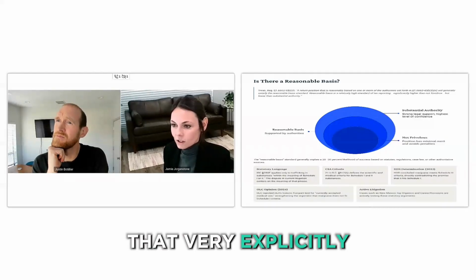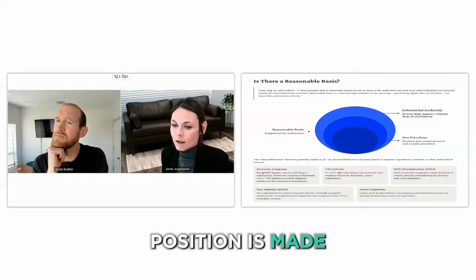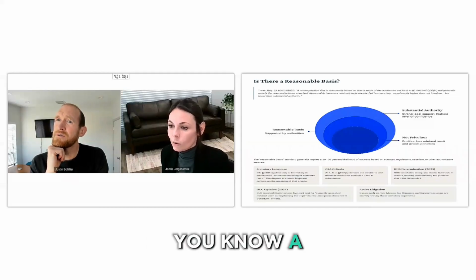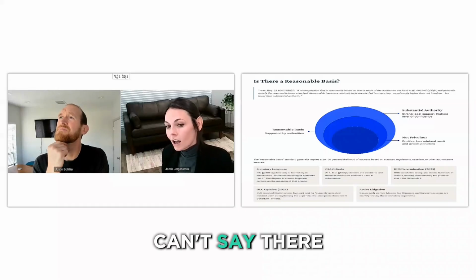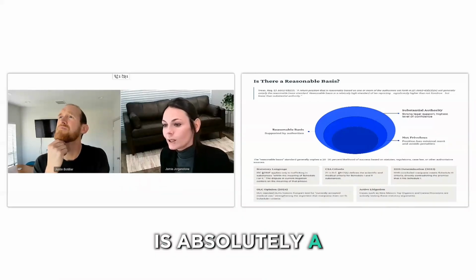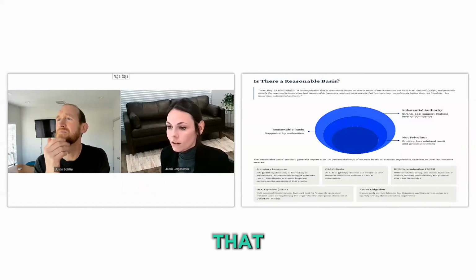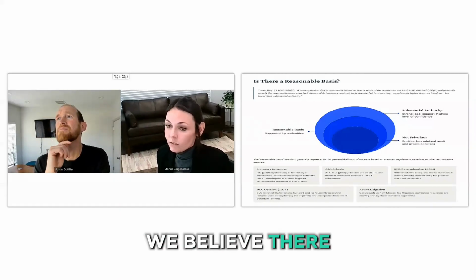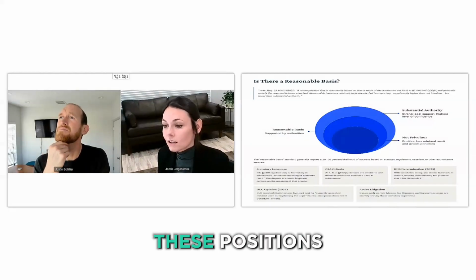And so what that does is very explicitly tell the IRS exactly what we're doing. It shows the position is made in good faith. I think it supports that there is a reasonable basis for that position. And while we can't say there is absolutely a reasonable basis and that the IRS is going to agree with that, we can say, in our professional judgment, we believe there is. And that's why we're willing to file these tax returns for taxpayers, taking these positions.